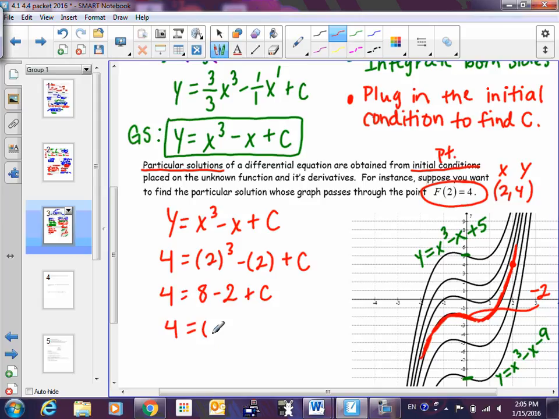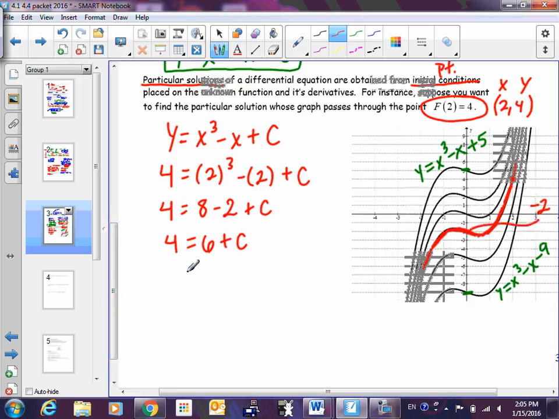So I get 4 equals 6 plus C. You're solving the equation, and you solve it down until you can figure out what C equals. So in this case, C equals -2. We kind of already got a sneak preview that was going to be the answer, but here's how you algebraically find it.